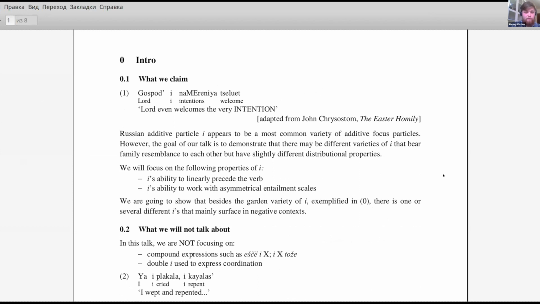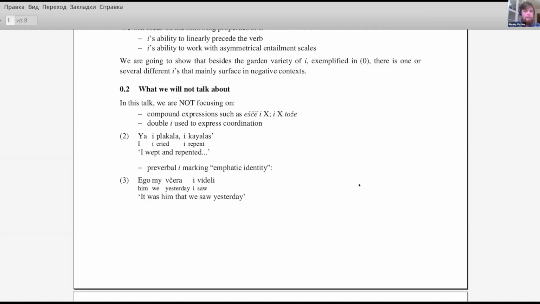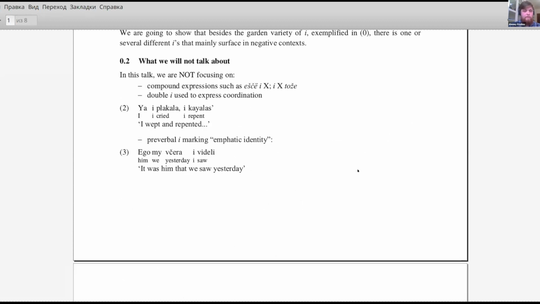Our main claim is that besides the garden variety of E, which is exemplified in the quotation from the Easter homily of John Chrysostom, there are several different Es that mainly surface in negative contexts. Those negative polarized Es have distinct grammatical properties. Please notice that in this talk we are not focusing on the great number of different interpretations of E.